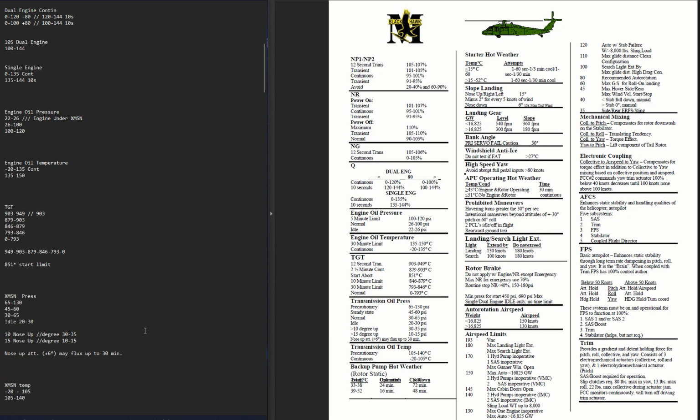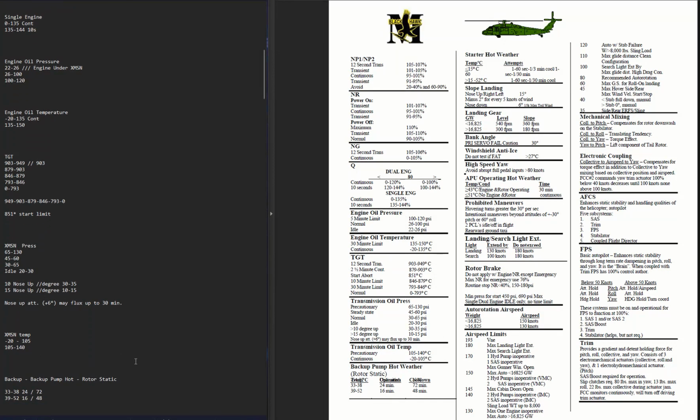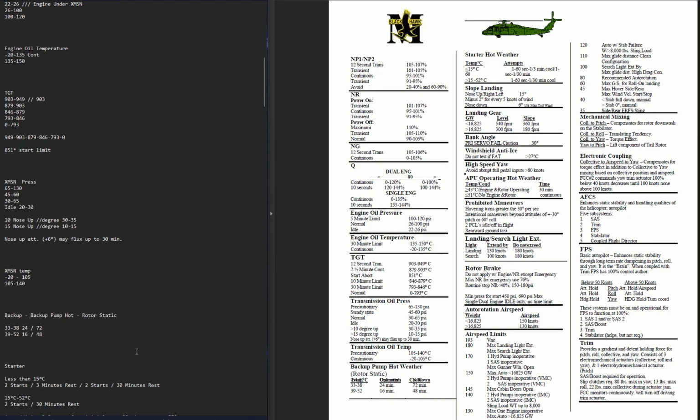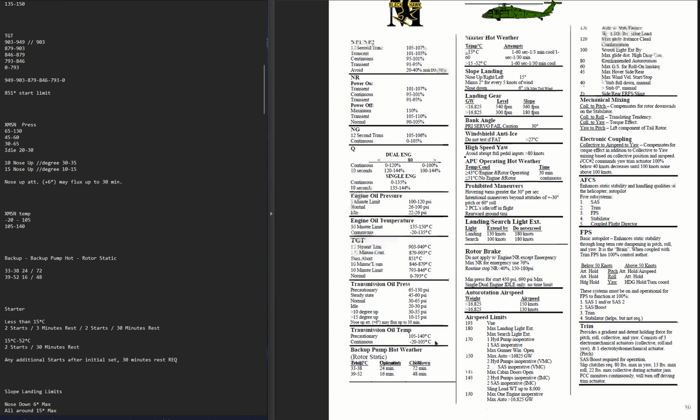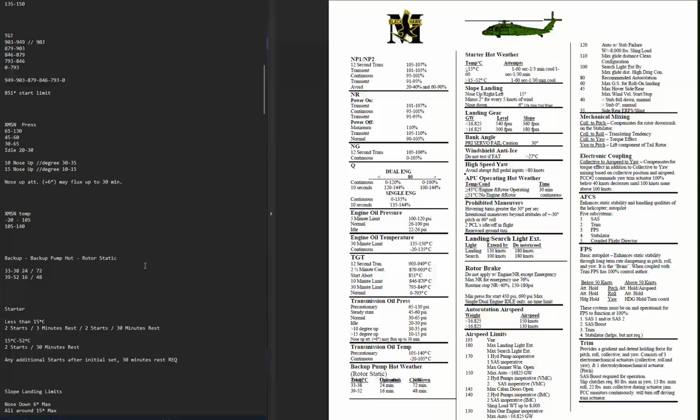Nose up attitude, 6 degrees, can create flux for up to 30 minutes in the transmission pressure. So that's just an additional thing to keep in mind in case you do wind up going into a nose up attitude and need to change what you're looking at, or recognize that what you're looking at has changed, and that may be why.